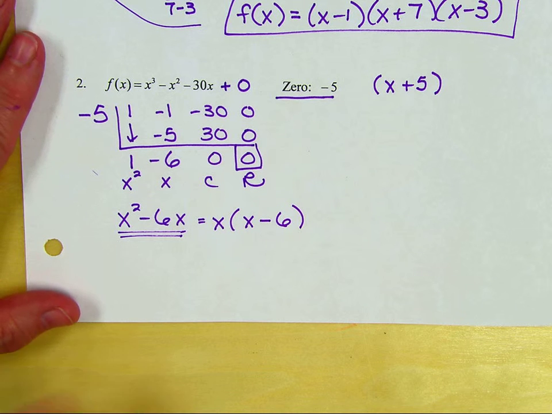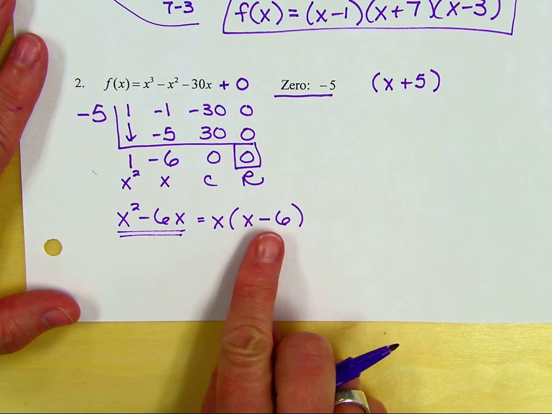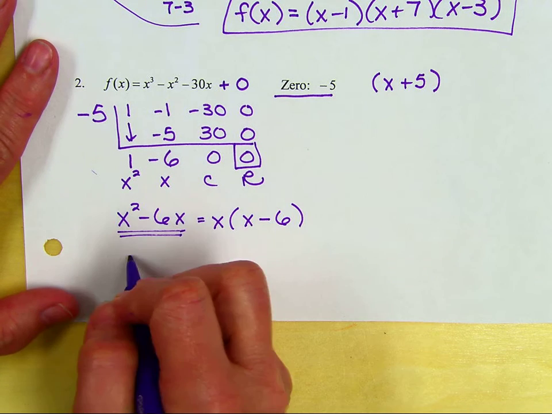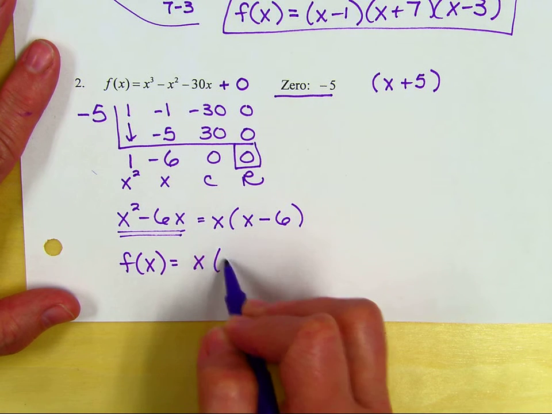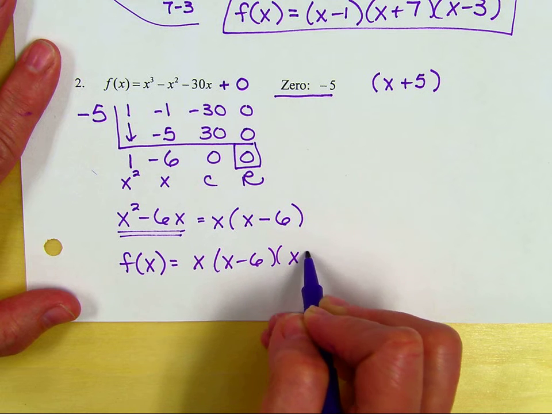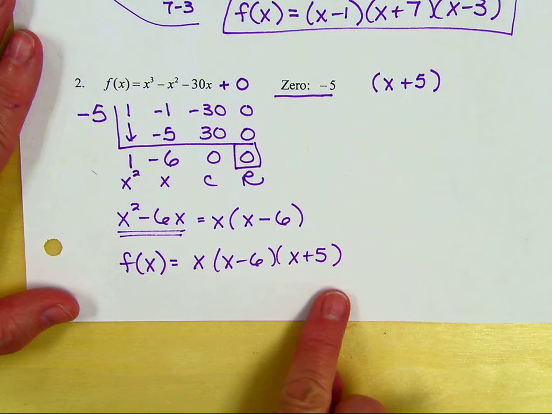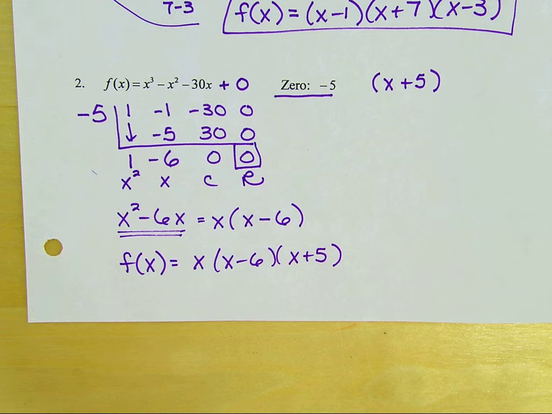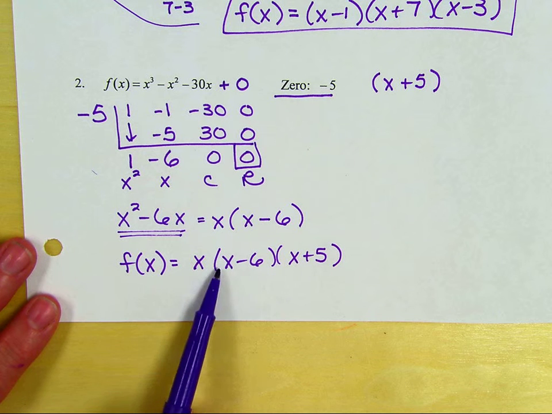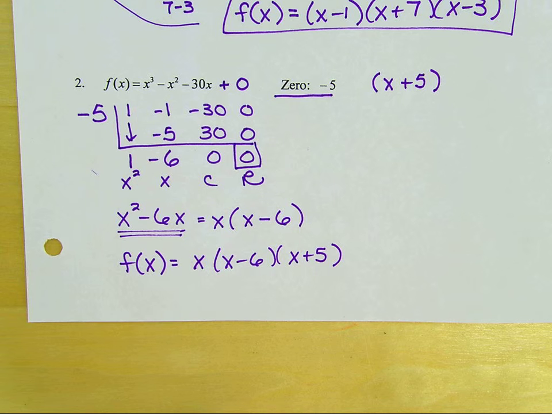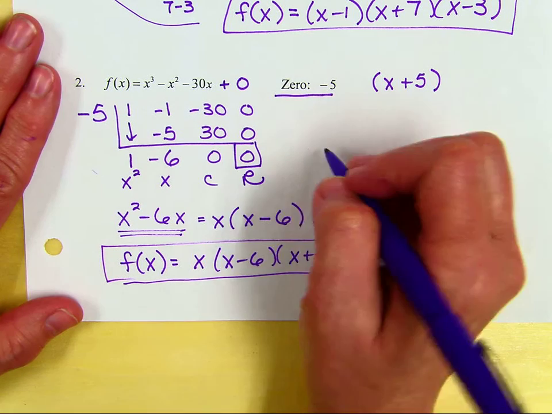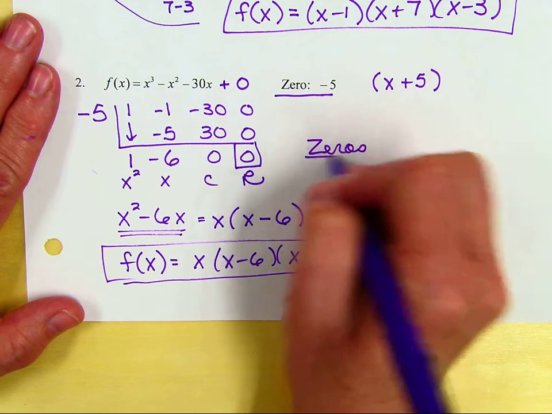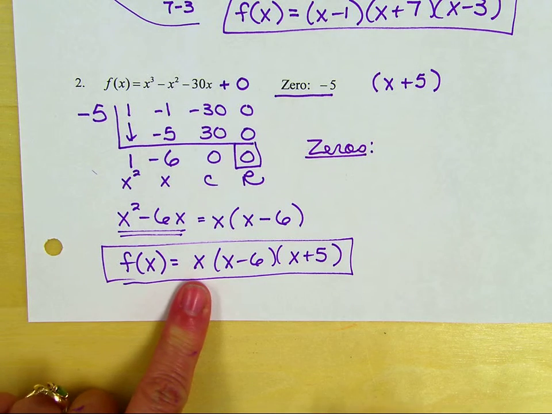Okay, so now I've got 1 factor, 2 factors, 3 factors. If I were to write the equation, I would have f of x equals x times x minus 6 times x plus 5. When things are multiplying, the order you write them in doesn't matter. So if I put x plus 5 and then x minus 6, it would be fine. If I put this x at the end, it would be fine. This is the fully factored form. So my zeros are x equals 0.